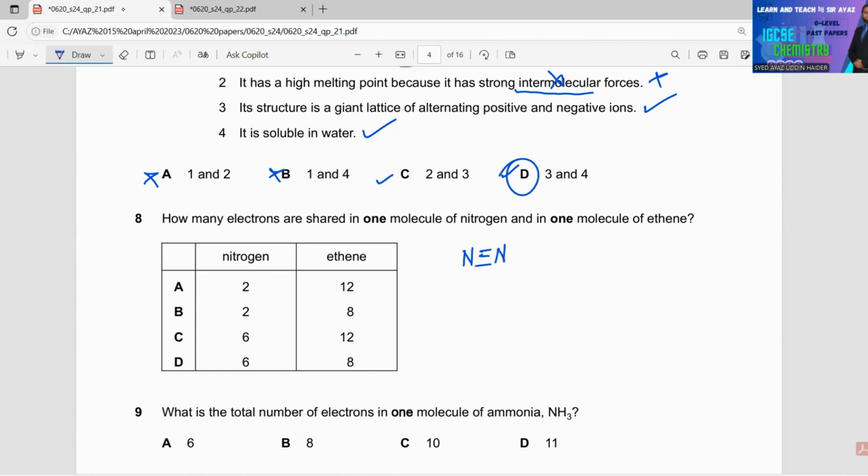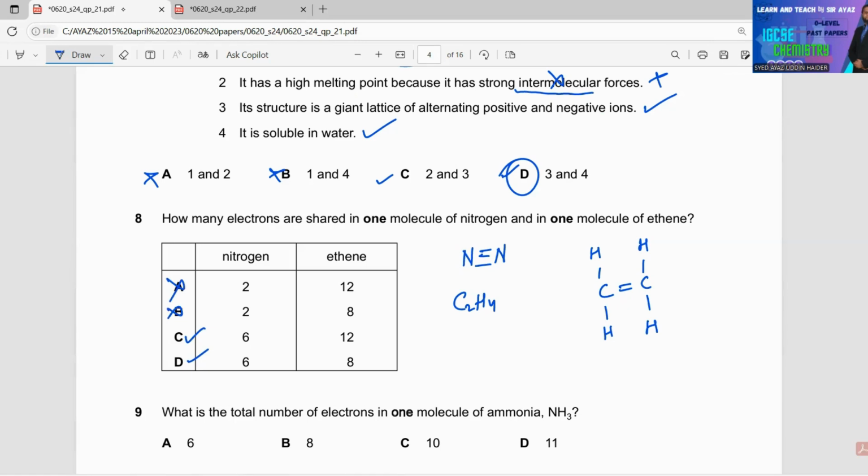What about ethene? The formula for ethene is C2H4. It's a hydrocarbon having one double covalent bond between 2 carbon atoms. The structure will be like this. Each dash line represents 2 electrons. So for nitrogen, 3 multiplied by 2, 6. So either C is correct or D is correct. Both A and B are incorrect.